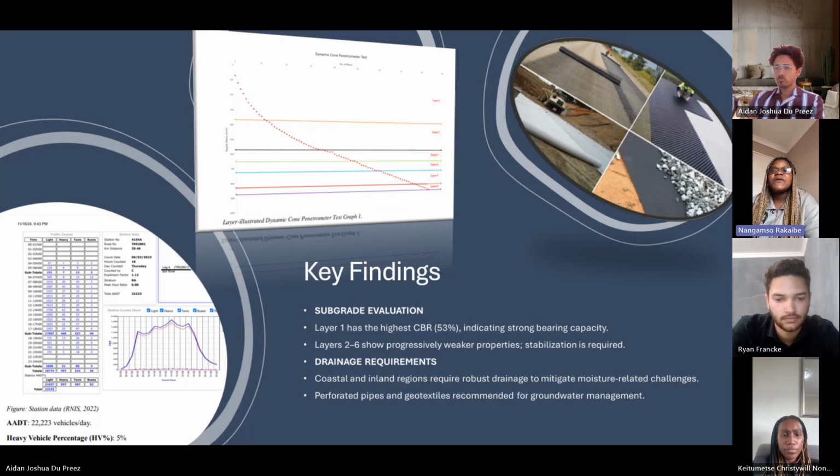Additionally, these pipes will allow excess water to be redirected away from the pavement structure, maintaining the strength and integrity of the road over the 25-year period of design. Our area is also in a coastal region, and coastal areas face additional challenges such as saline water and erosion due to the wave action and wind.